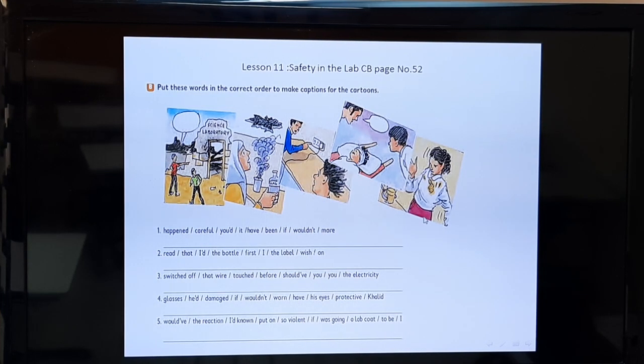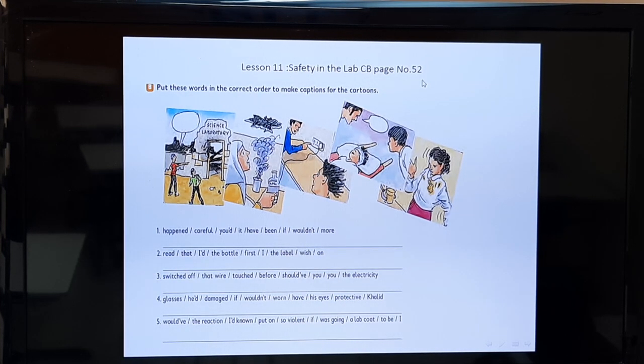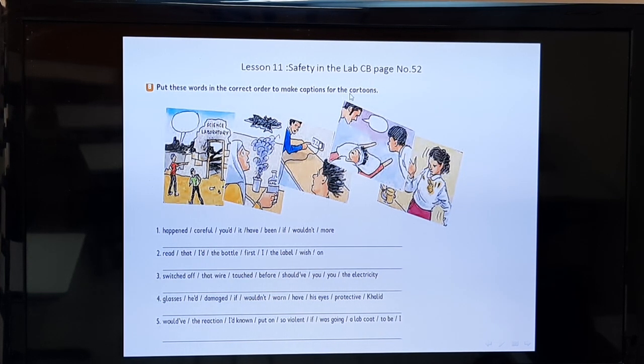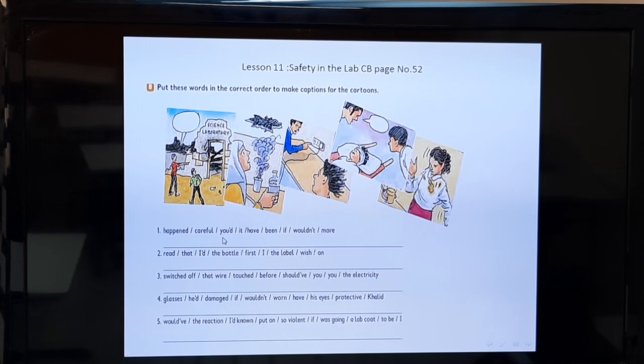Then you have lesson 11, safety in the lab, course book page number 52. You have here some pictures and you have some sentences. Put these words in the correct order to make captions for the cartoons. So as you see, you have if, okay, you have conditional if. So for this sentence, okay, you can use if conditional type 3.